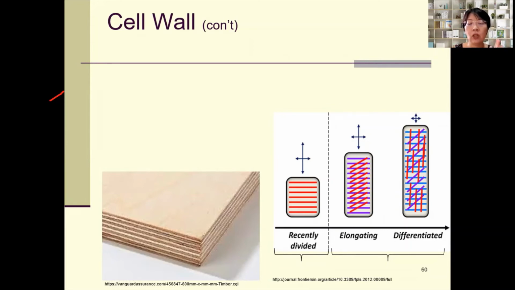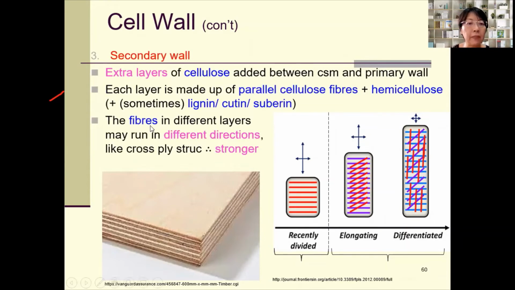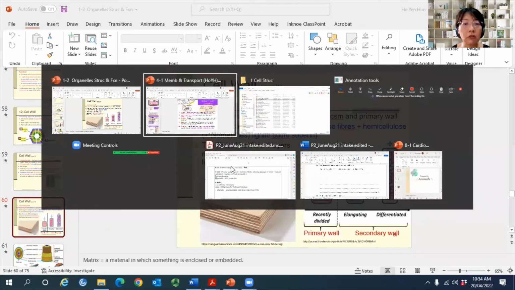So this is how, when different layers of cell wall are being formed, the cellulose fibers will run in different directions. That will make the wall stronger, because the fibers in different layers run in different directions, like plywood. So it will make the whole cell wall stronger, so it can withstand the turgor pressure and the cell will not burst. So this is another very important point why the cell wall is strong.